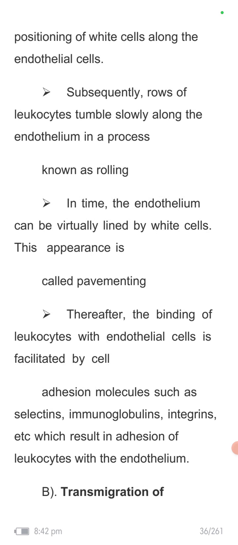The binding of leukocytes with the endothelial cell is facilitated by the cell adhesion molecules such as selectins, immunoglobulins, integrins, etc., which results in the adhesion of leukocytes with the endothelium.